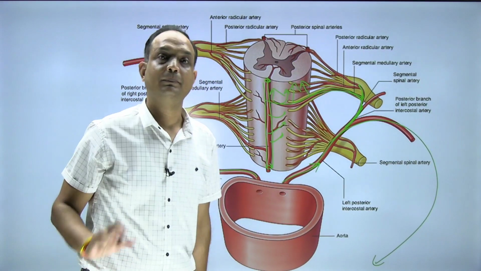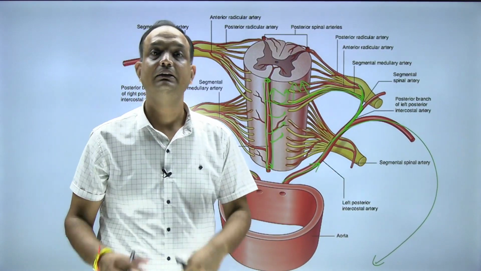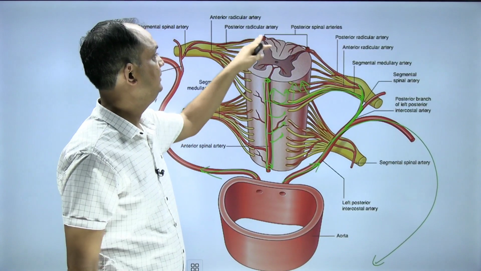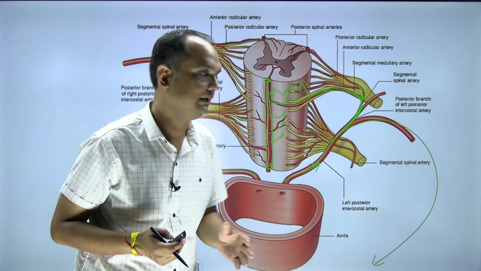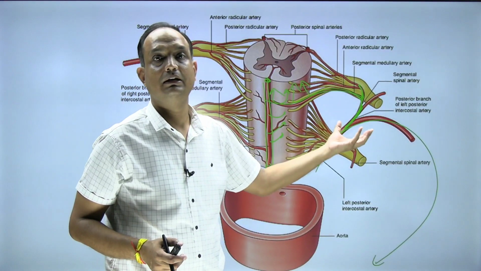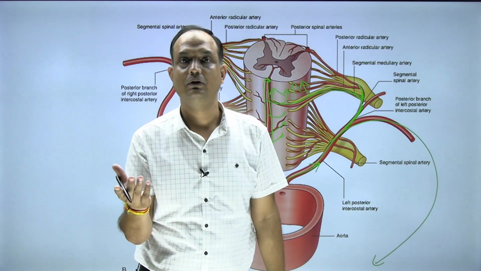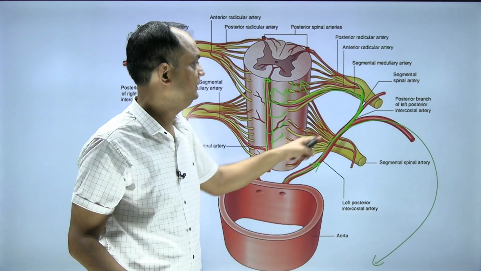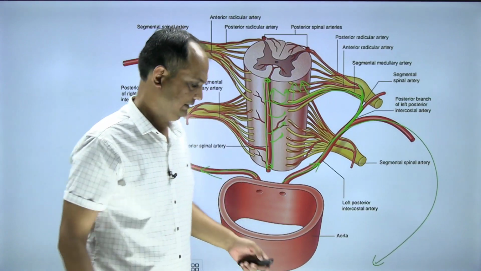So what is the purpose of segmental arteries? The segmental arteries will ramify the blood supply of anterior and posterior spinal artery. And what is the source of the segmental arteries? The source of segmental arteries is the arteries which lie in the vicinity of the spinal cord. For example, posterior intercostal artery, lumbar artery, deep cervical artery.